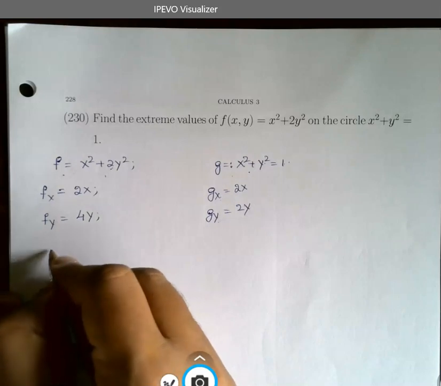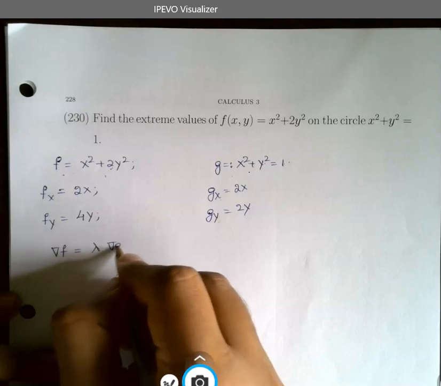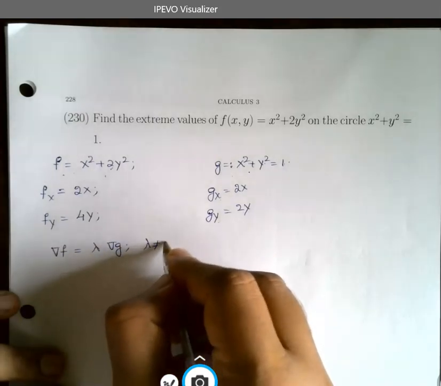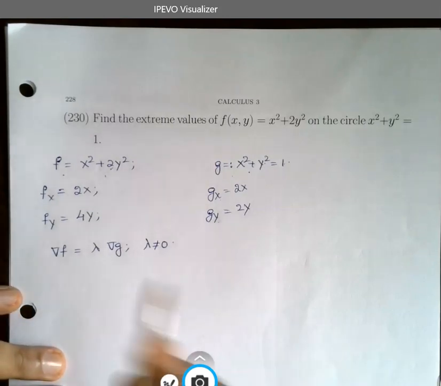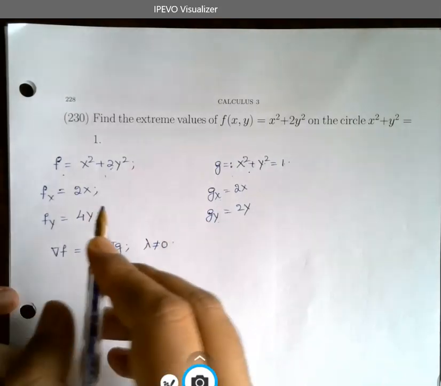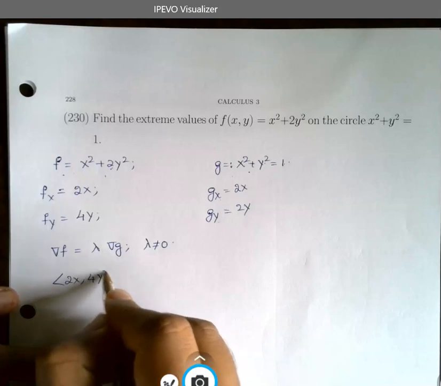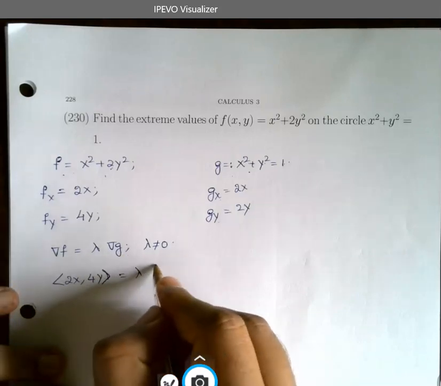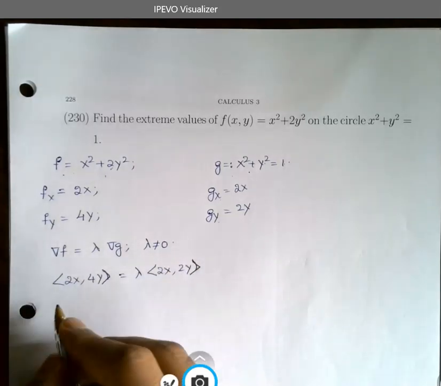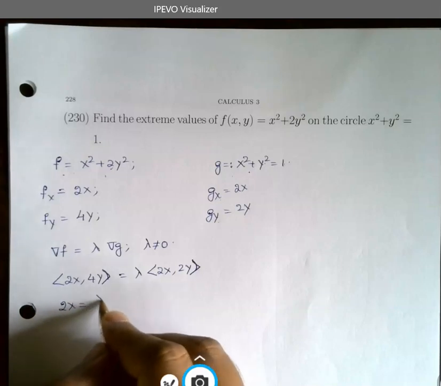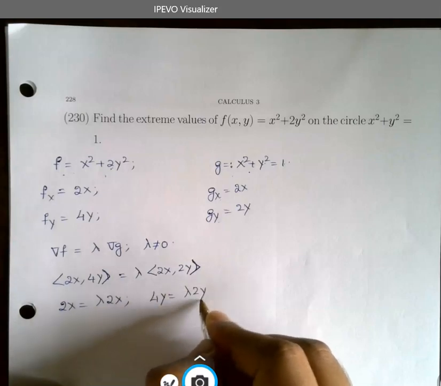So using the method of Lagrange multipliers, we know that the gradient of f is lambda times the gradient of g. Make sure that lambda is not equal to 0, because if lambda equals 0, then there is no point. So you get 2x and 4y equals lambda times 2x and 2y. If you set the components equal to one another, you get 2x equals lambda 2x, and 4y equals lambda 2y.